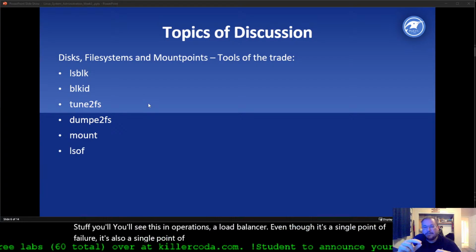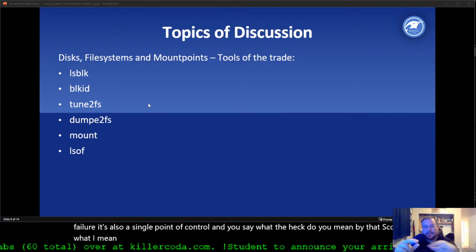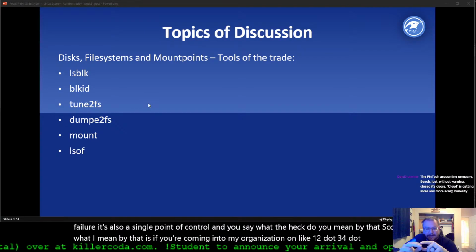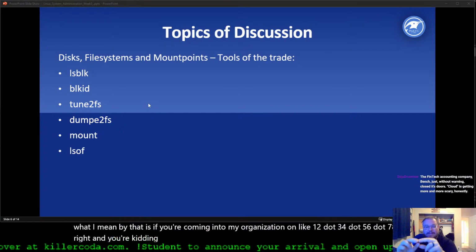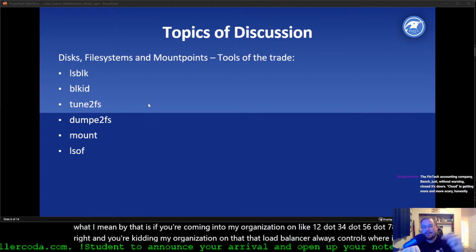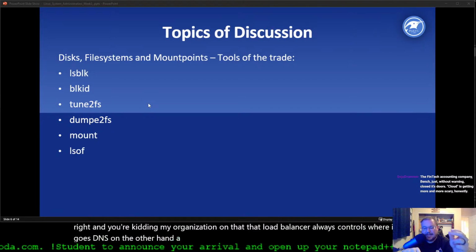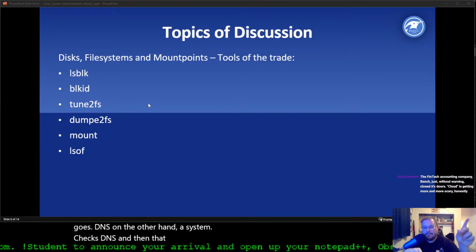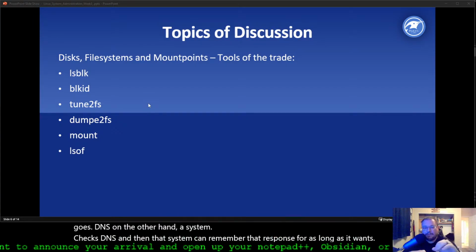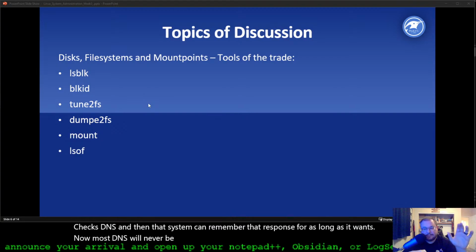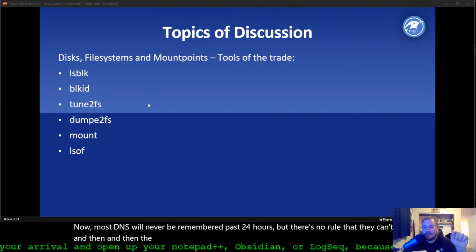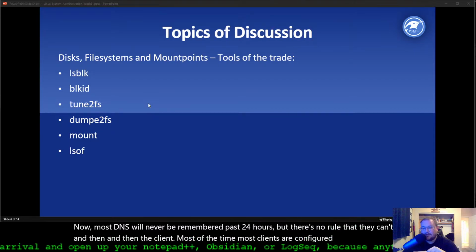And you say, what the heck do you mean by that, Scott? What I mean is, if you're coming into my organization on like 12.34.56.78, and you're hitting my organization on that load balancer, it always controls where it goes. DNS, on the other hand: a system checks DNS, and then that system can remember that response for as long as it wants. Most DNS will never be remembered past 24 hours, but there's no rule that they can't. And then the client, most of the time, most clients are configured to forget DNS entries within 5 minutes.